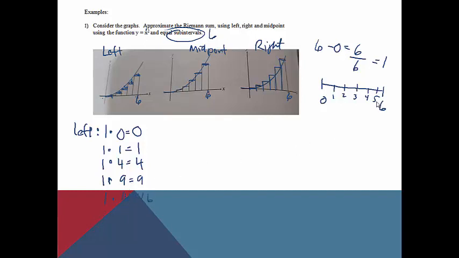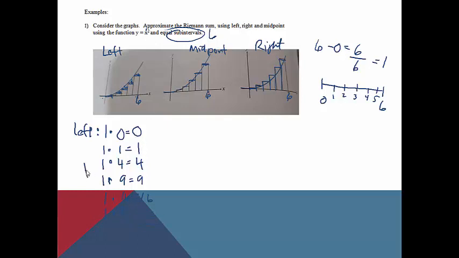Okay, and then between 5 and 6, first of all, the width is 1. I'm really playing with fire here because you cannot see me, sorry. Between 5 and 6, 5 is the left endpoint. So if I plug 5 into x squared, I'm going to get 25. So I get 25. So 0 plus 1.